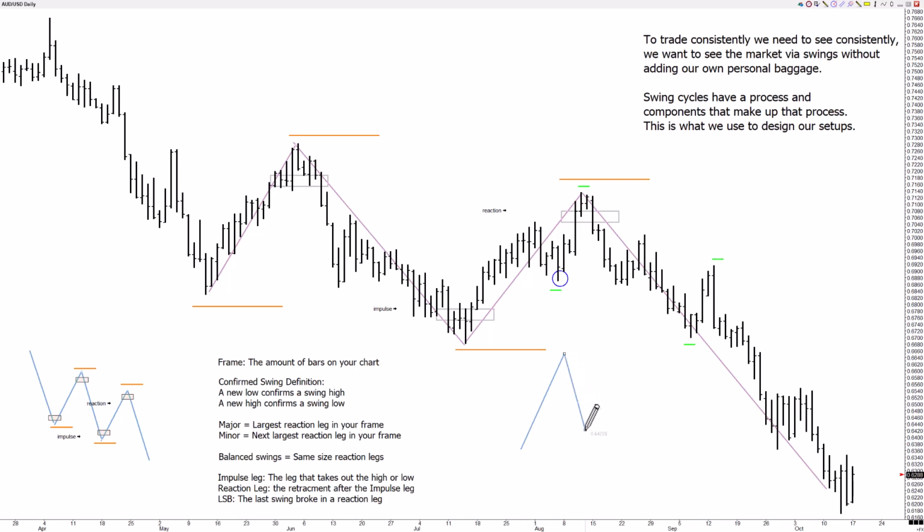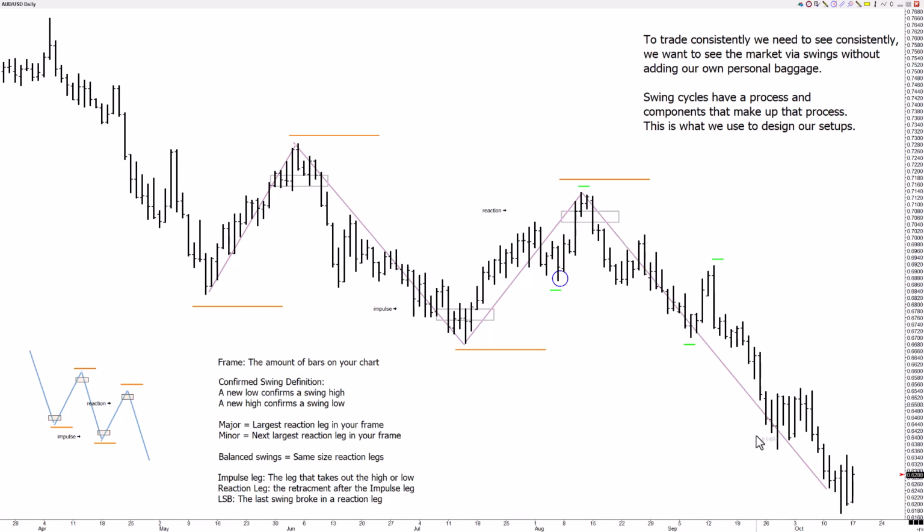So basically, in practice, as your impulse leg is coming down, here we'll just draw impulse reaction. As your impulse leg is coming down, you'll follow any little swings along the way. As the major reaction leg comes up, you'll follow any little swings along the way. So you can see here we have a big swing locked out, and then we have little swings that also fit a swing definition.